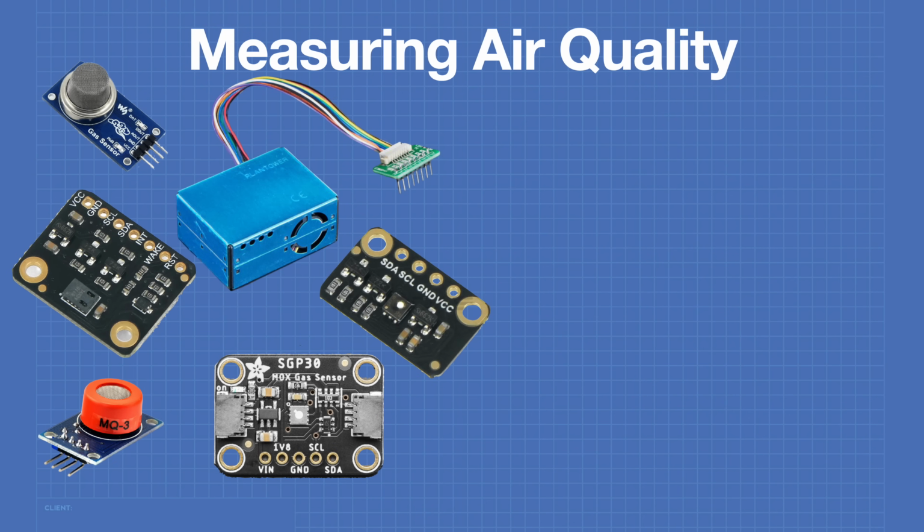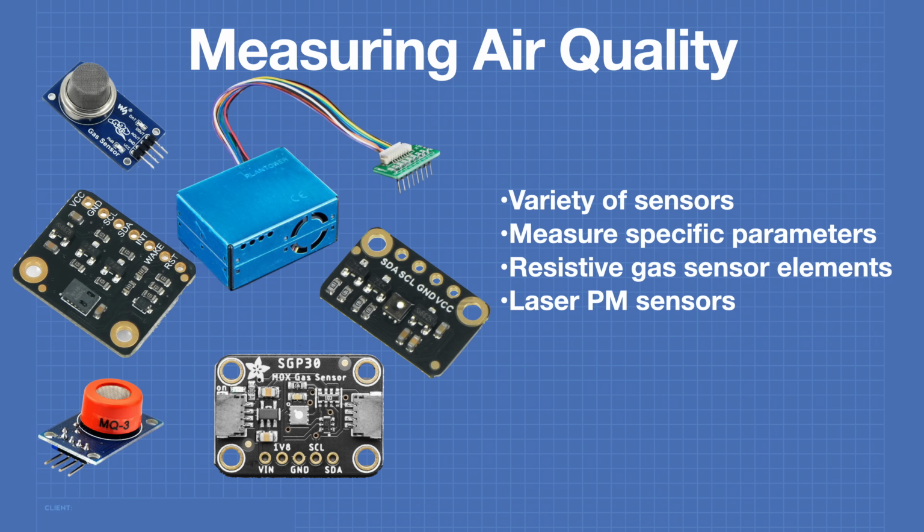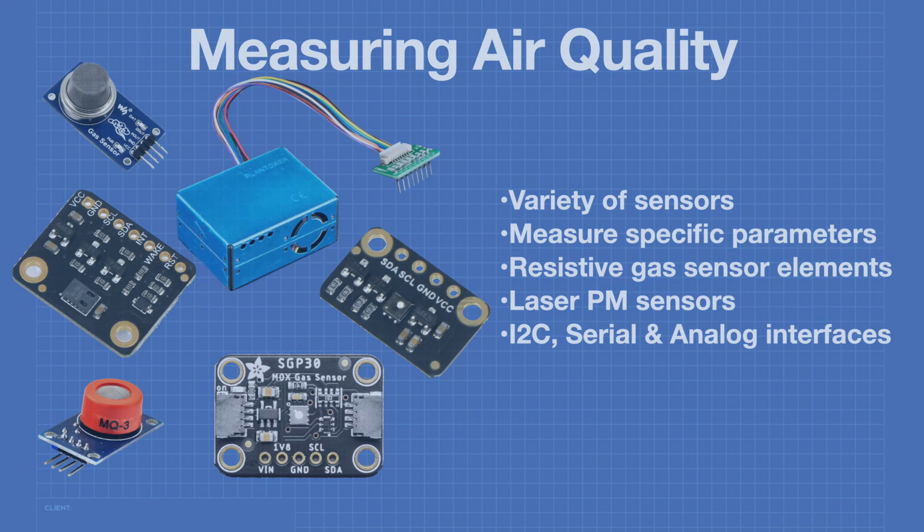Today we're going to explore a variety of sensors that can measure air quality. Each of these sensors measures a specific parameter. There is no one sensor that measures everything. Many of the gas sensors use resistive elements. These are elements that change resistance when exposed to specific gases. Our particulate matter sensor uses lasers to determine whether there are particles in the air. We'll be using sensors that work with I2C, serial, and analog interfaces. So let's go measure the quality of our air.